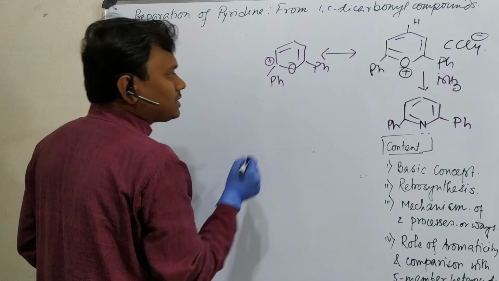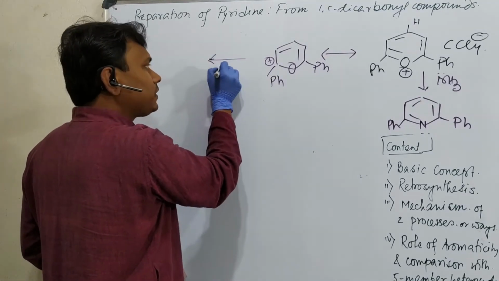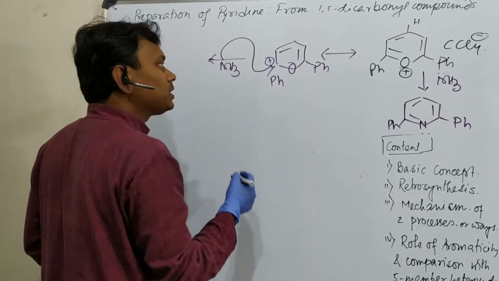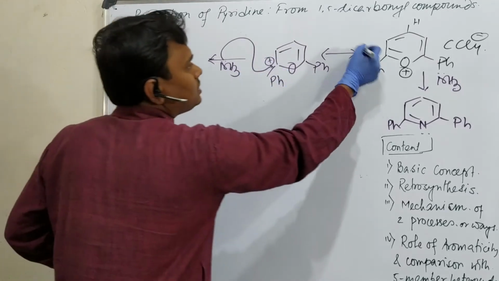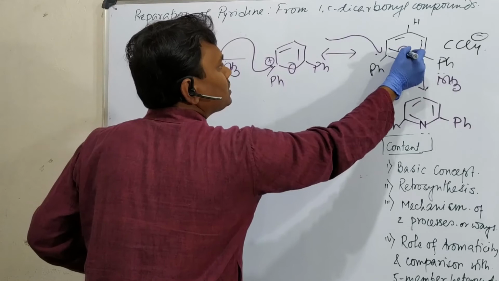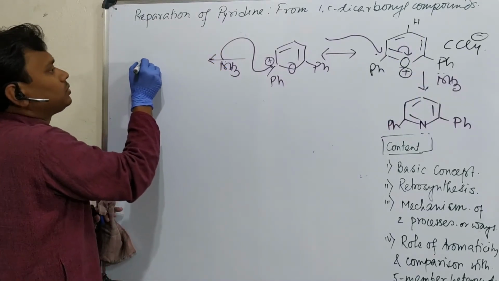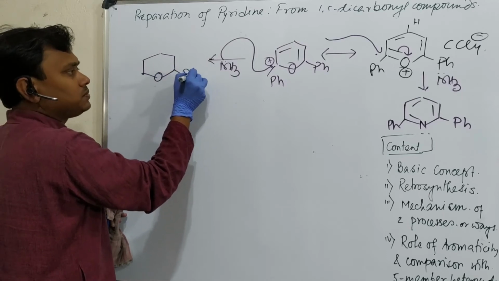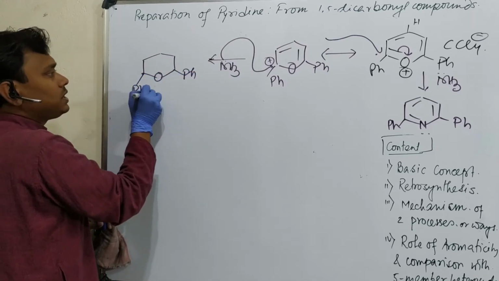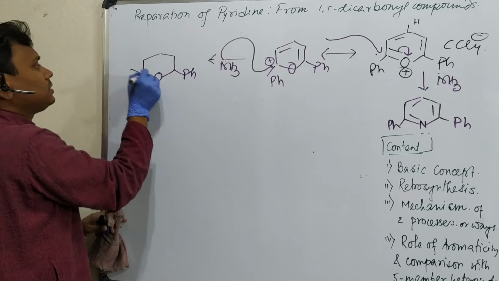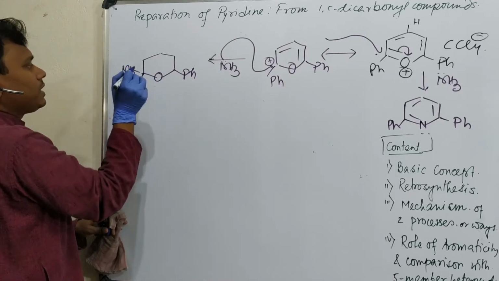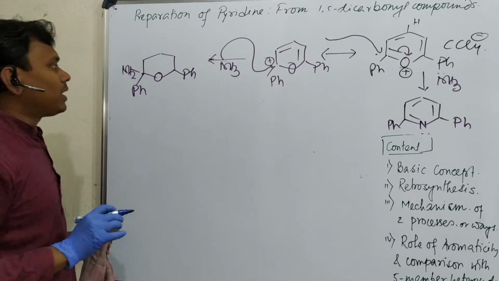So what can happen in the next stage? Ammonia is highly nucleophilic, so it can attack at this position. Or you can show the attack at this position and it can open. Both are the same. So what is the result? This is oxygen, this is Ph, and this is NH2.